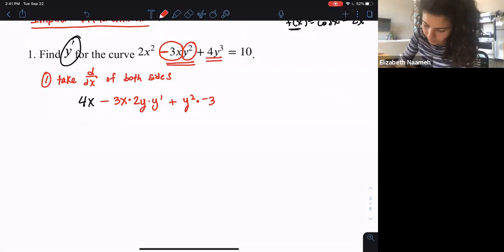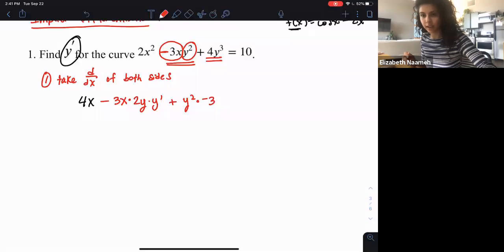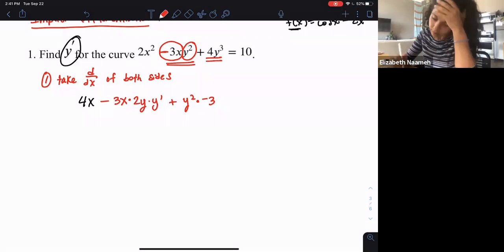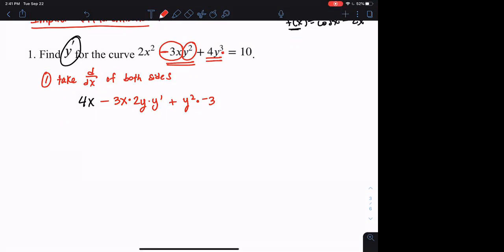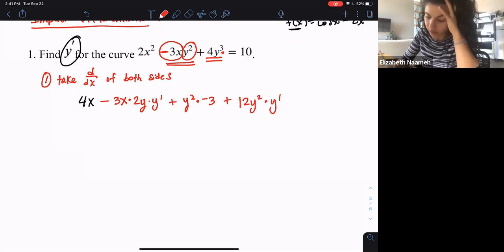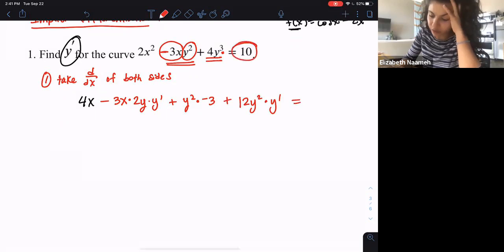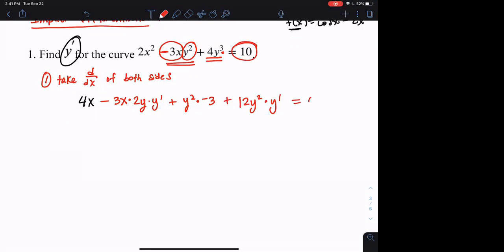Now we're going to do the derivative of the next term. So we did the product rule here. Good. Go ahead, do the next one. I see a power, therefore I should use what rule? The power rule. So tell me what to write. Plus 12y squared followed by the chain rule, y prime. Very good. Equals. Now we're going to take the derivative of a constant. What's the derivative of 10? 0.